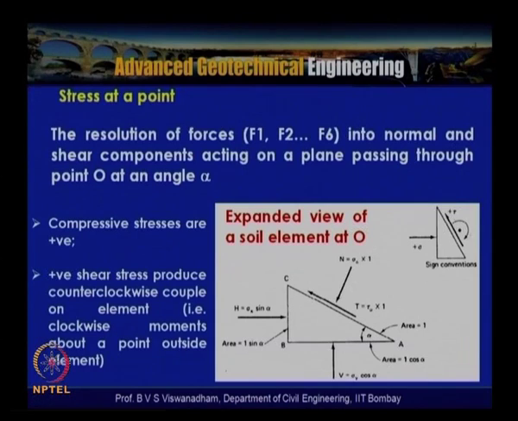So let us consider that if the shear stress is acting in this direction, the downward direction, then in that case it will be negative. So the positive shear stresses produce a counterclockwise couple on the element, or clockwise moments about a point outside the element. With this, we try to resolve the forces in the horizontal and vertical directions, and then obtain the equilibrium conditions, simplify, and see which direction we are going to get.